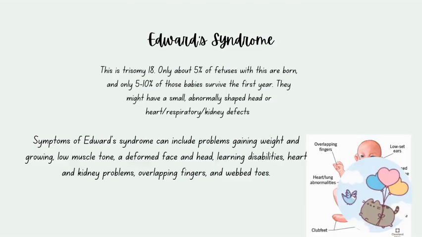This is trisomy 18. Sadly, only about 5% of fetuses with this are born, and only about 5 to 10% of those babies survive the first year. People with this might have an abnormal shaped head, or heart, respiratory, or kidney defects. Symptoms of this can include problems gaining weight and growing, a low muscle tone, a deformed face and head, learning disabilities, heart and kidney problems, overlapping fingers, and webbed toes.